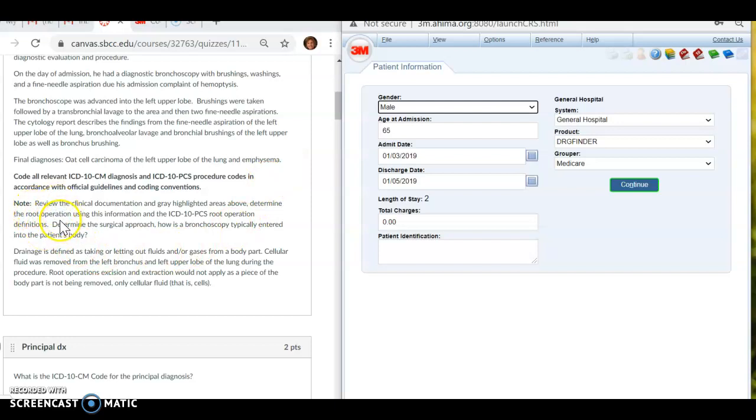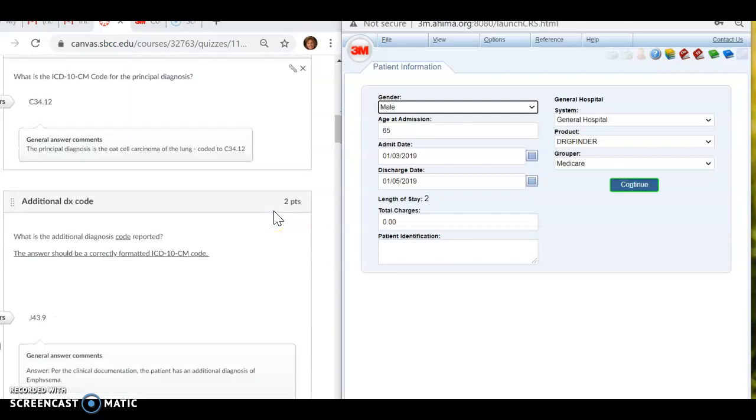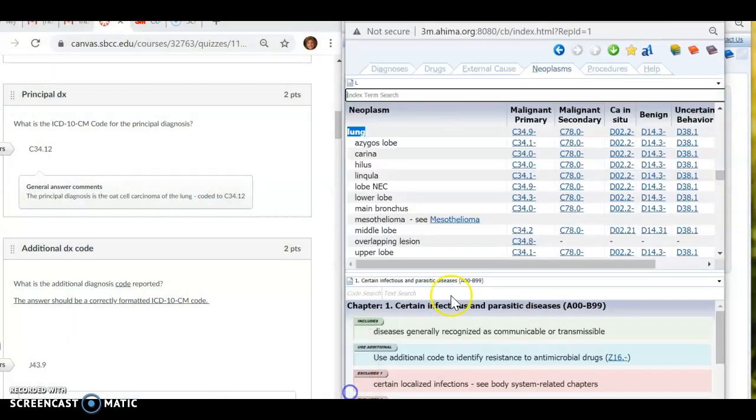Okay, here it does also state that we review the clinical documentation and determine the root operation of the PCS definitions. You need to determine the surgical approach, how the bronchoscopy typically entered into the patient's body. And then we get into our drainage, which gives us good information here on what to code for our root. So for our principal diagnosis, I'm going to pull up the coding book.